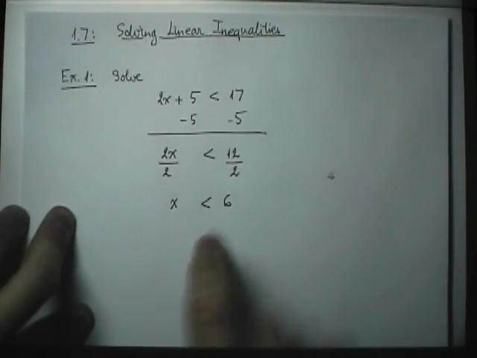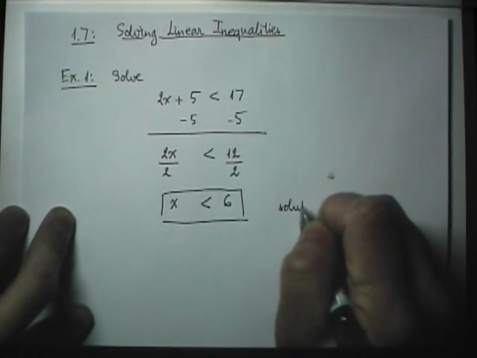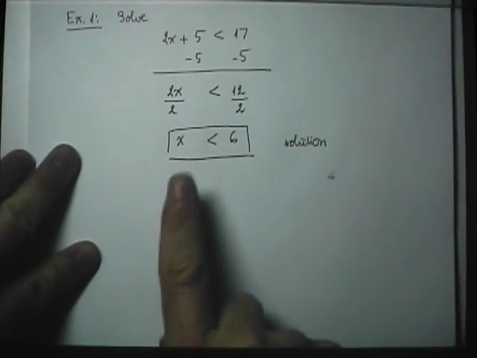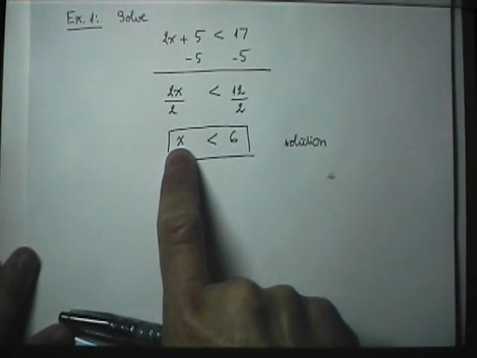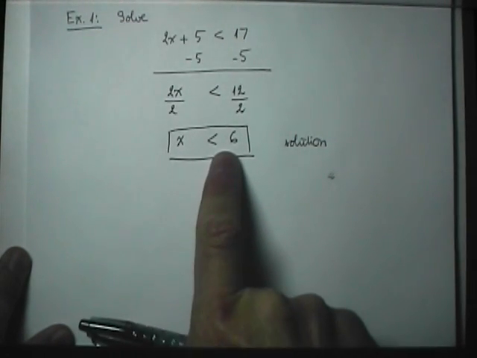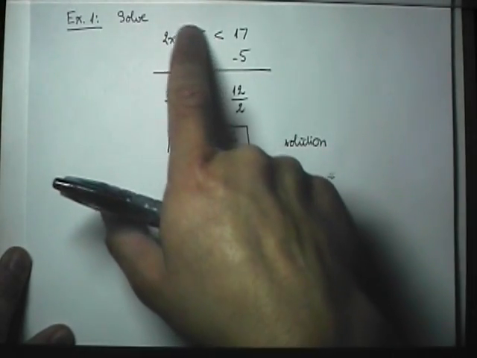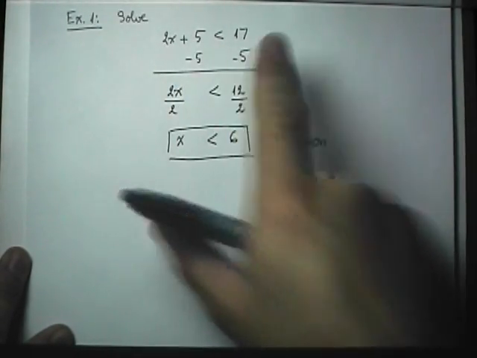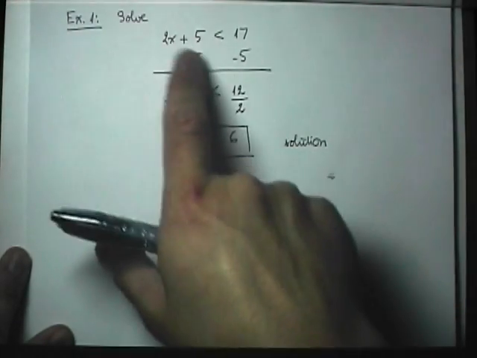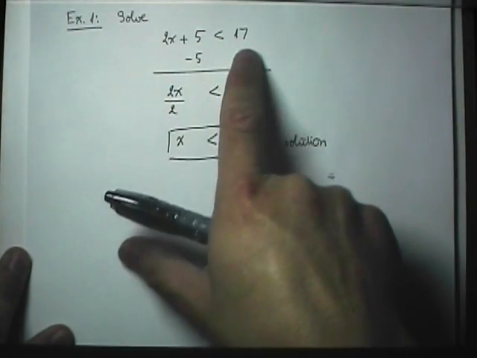By the way, this is my final answer. This is my solution. What it means here is that all those x values that satisfy this inequality are any x values less than 6. So you can think about it: if you plug in a 5 to the left side, you're going to maintain the left-hand side less than 17. If you plug in a 3, which is still less than 6, then if you plug that number 3 into the left side of the inequality, you're still going to maintain the left-hand side less than the right-hand side.